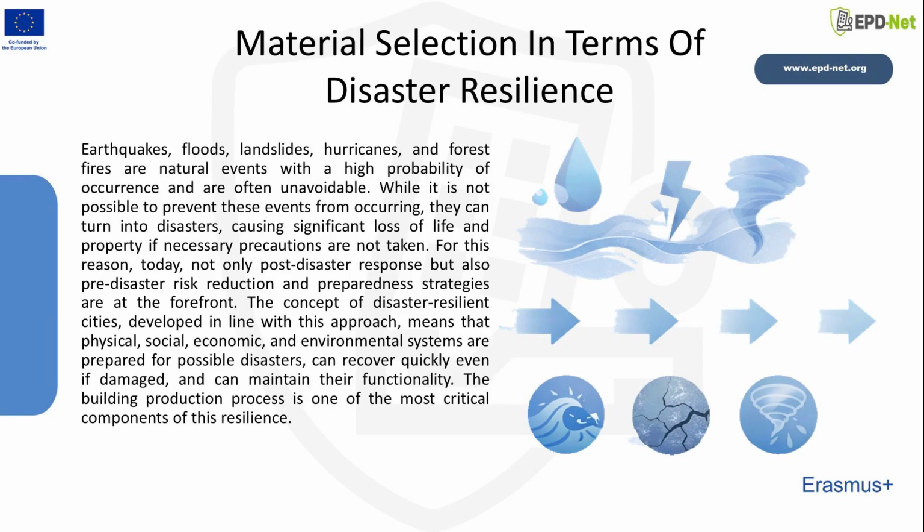Earthquakes, floods, landslides, hurricanes, and forest fires are natural events that may occur with high probability in many regions. These events cannot always be prevented. However, they become disasters when the built environment is not prepared and when necessary precautions are not taken. For this reason, contemporary architecture and urban planning no longer focus only on post-disaster response. They increasingly emphasize pre-disaster risk reduction, preparedness, and resilience.